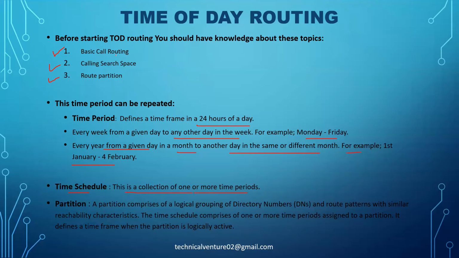Then we have the partition and the CSS. A partition comprises a logical grouping of DNs and route patterns with similar characteristics. And the time schedule comprises one or more time periods assigned to a partition. Whenever you are creating a partition, there is an option to mention the time schedule there. I will show you in the lab how we can create the partitions, CSS, and how we can give the time schedule and the time periods to the proper partition.